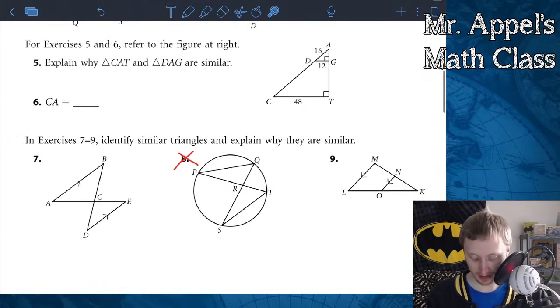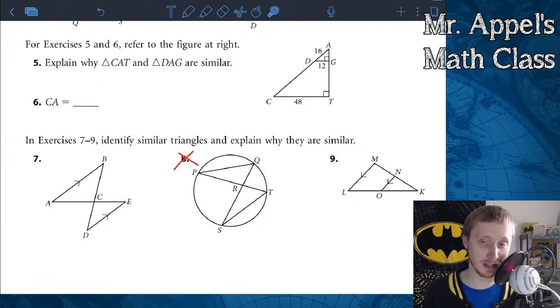And 7 and 9 are doable, but 8 relies on a circle property that we haven't gotten to yet because we're going to do circles after Thanksgiving break. So we'll be able to come back to this probably sometime later. But if you'd like to read ahead in the big fat notebook and try to figure out how that one would work, you're certainly welcome to. But you're not required. You can go ahead and skip number 8. Okay?